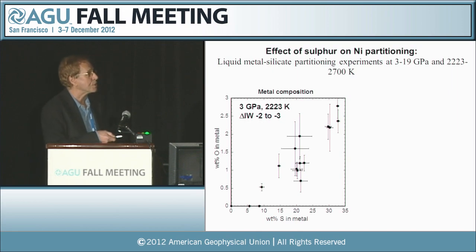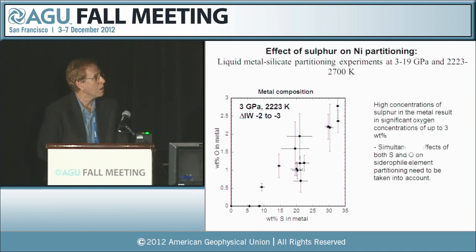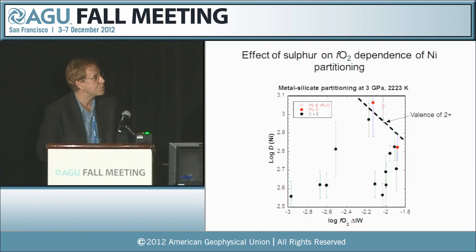The first thing to note is that even though the pressure and the temperatures are not very high, we get significant amounts of oxygen dissolving into the metal, up to 3 weight%. So sulfur has a big effect on increasing the solubility of oxygen in the liquid metal. And Lee and Agee published some data a long time ago which also showed this. So high concentrations of sulfur in the metal result in significant oxygen concentrations, and so we could now have interactions involving sulfur, oxygen, and/or oxygen on the partitioning of siderophile elements.